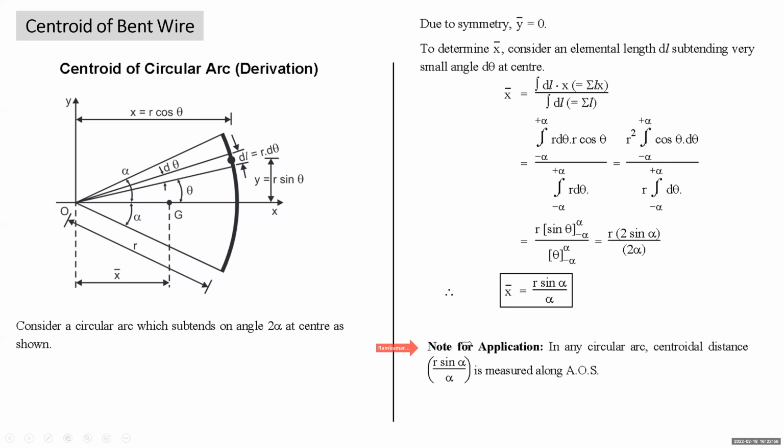In the circular sector, for the centroid of a lamina, we had understood that the centroidal distance 2 by 3 r sin alpha upon alpha is measured along the axis of symmetry. Similarly, for any circular arc, the centroidal distance is measured along the axis of symmetry. Here, alpha is the semi-angle, the half angle of the arc.